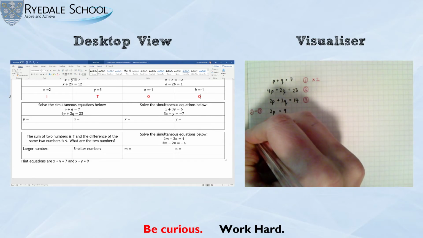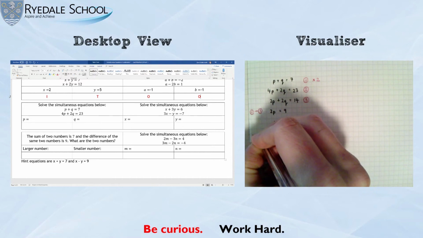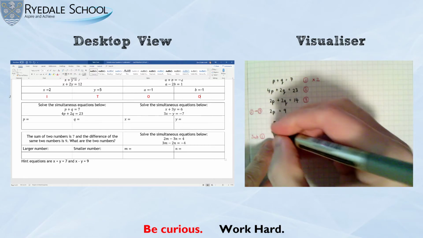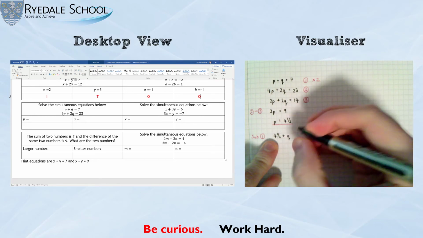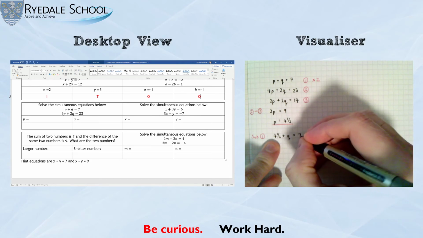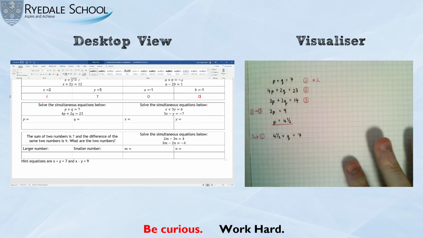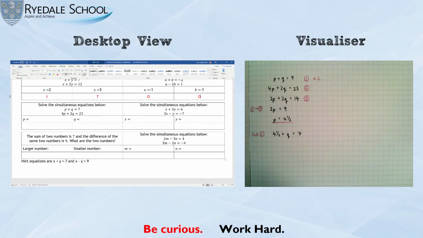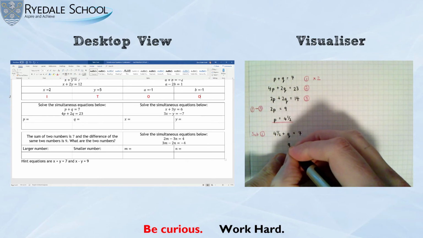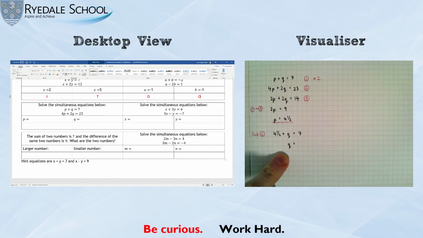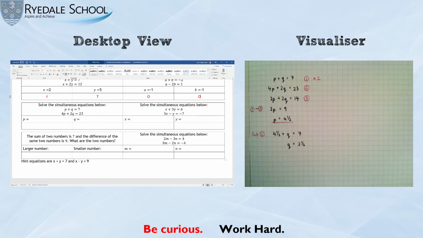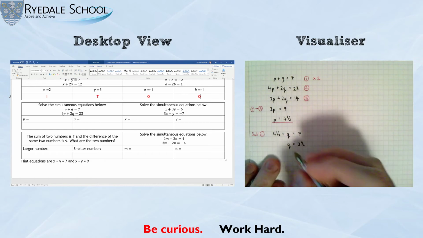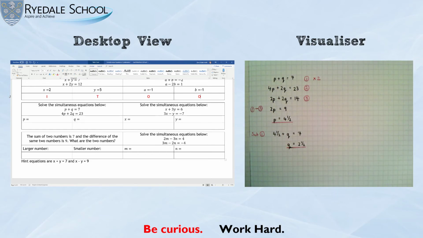So let's call this substitute into 1. So I know that 4.5 plus q equals 7. So to work out the value of q, I'm going to have to subtract 4.5. And 7 take away 4 is 3. Take away the extra half is 2.5. So q is 2.5. So I found my two answers.